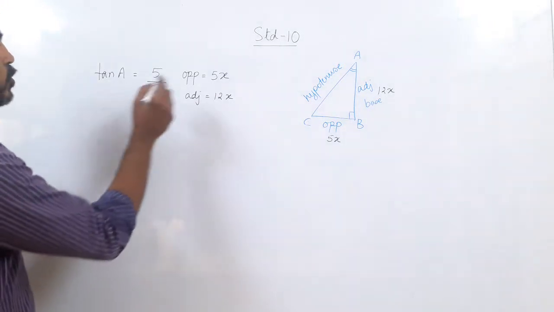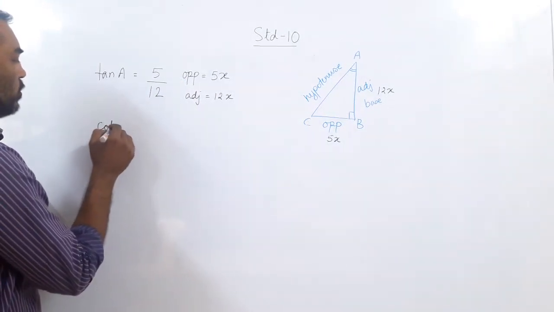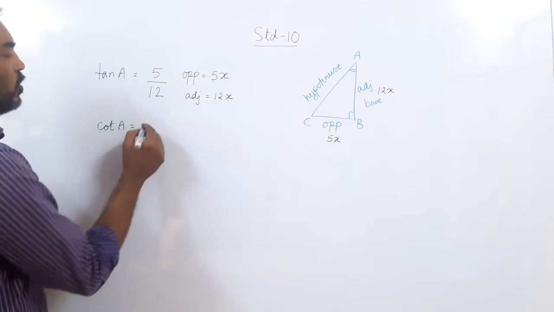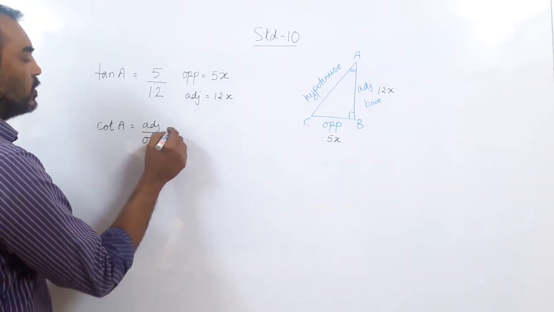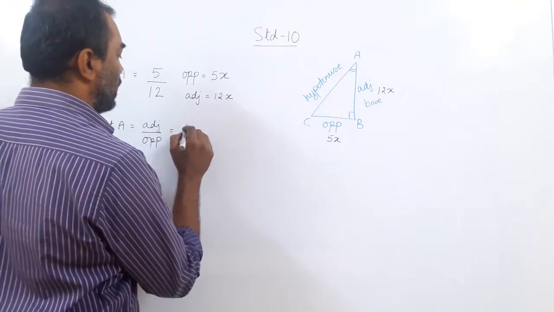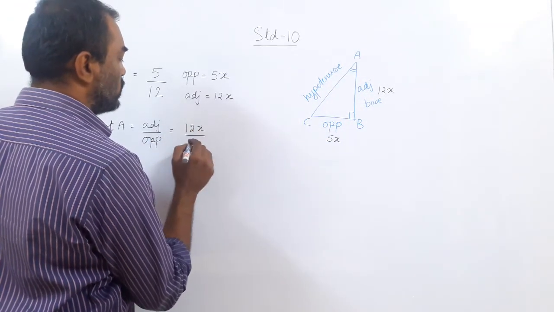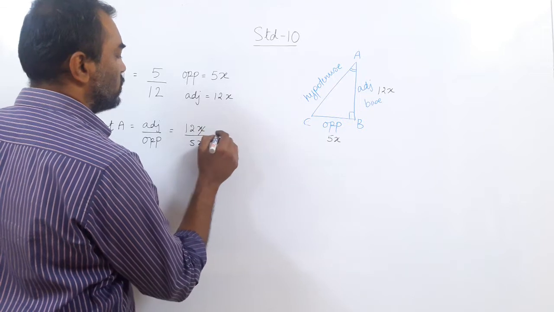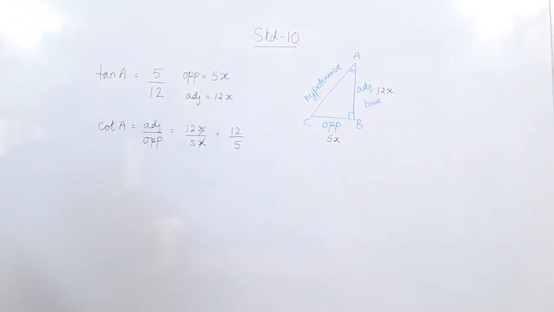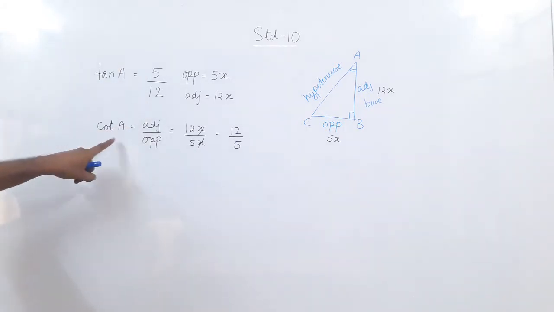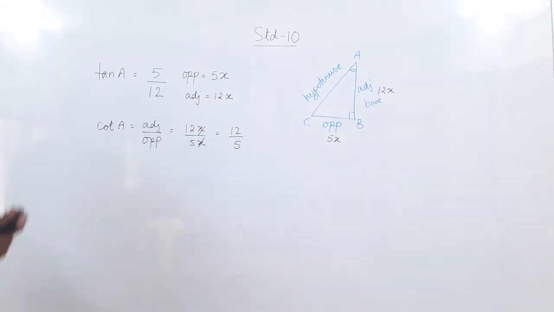Now tan A is opposite upon adjacent. Cot of A is the ratio of the adjacent side upon the opposite side. So the adjacent side is what? 12x. The opposite side is 5x. So the ratio is 12 upon 5. Very simple to remember. If tan A is 5 upon 12, cot A is 12 upon 5.